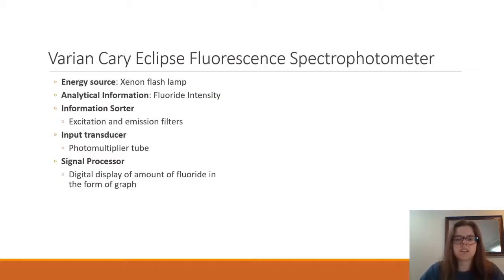And then next slide, I have the name up here again. Basically, I'll just be going over the analytical information for this machine. Like I already said, the energy source is the xenon flash lamp, and one benefit to this specific machine, not all machines do it, is that it just does one flash at a time, so it doesn't keep the sample exposed to light.